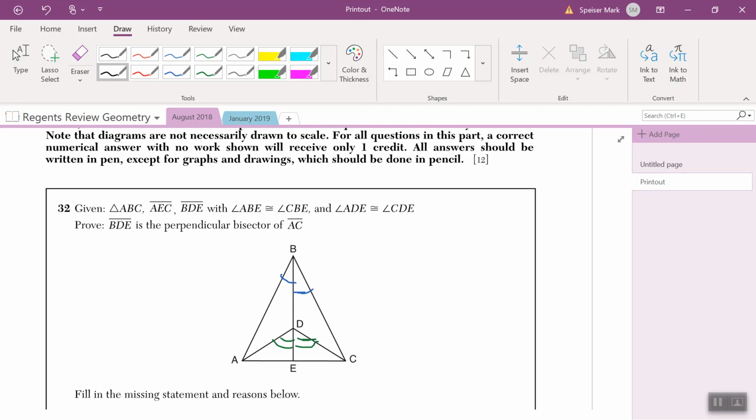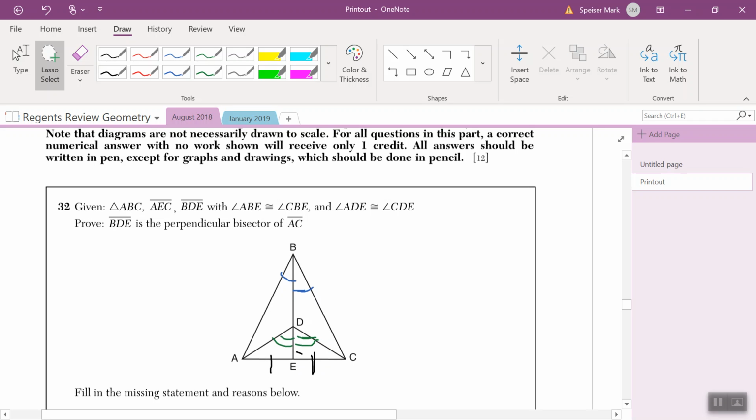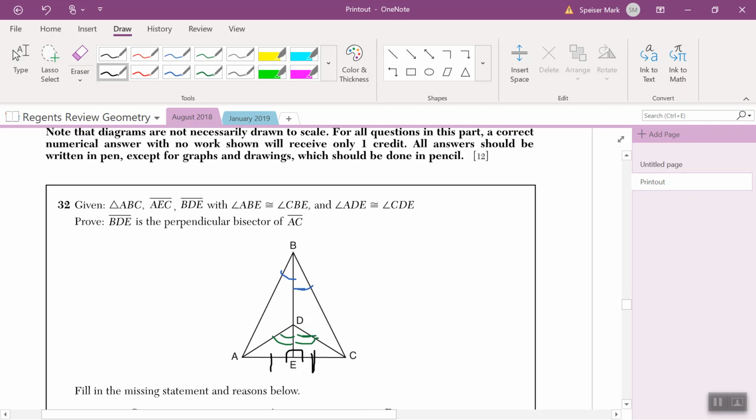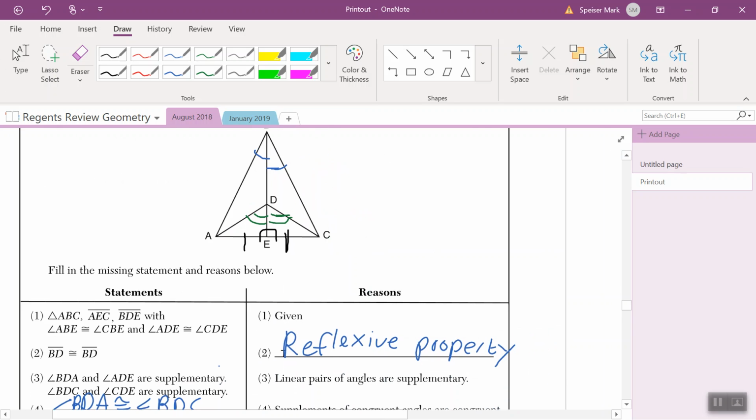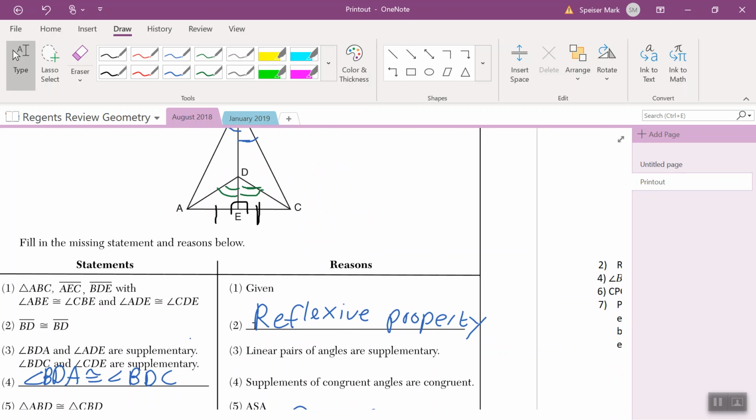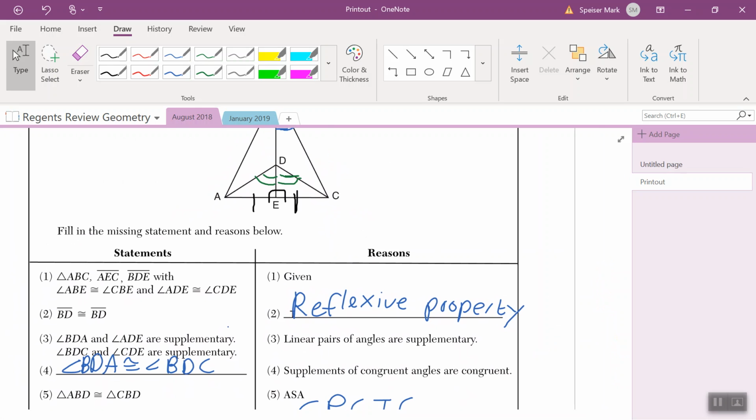is a perpendicular bisector of AC, so that this segment is the same as this, and then there's a right angle right over there. This proof wants you to fill in the missing statements below. So the first blank that's missing is 2. It says BD is congruent to BD. That is a classical use of the reflexive property. Anytime you use the same thing on both sides, it's the reflexive property.